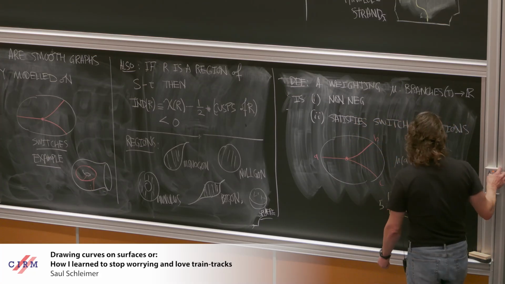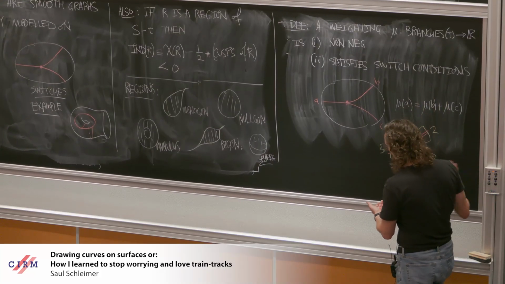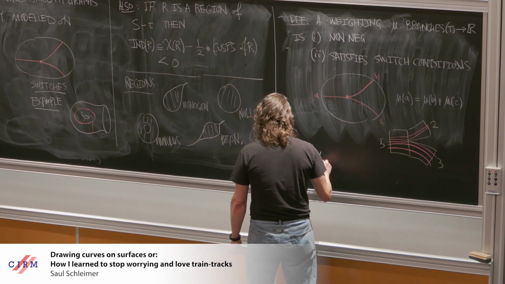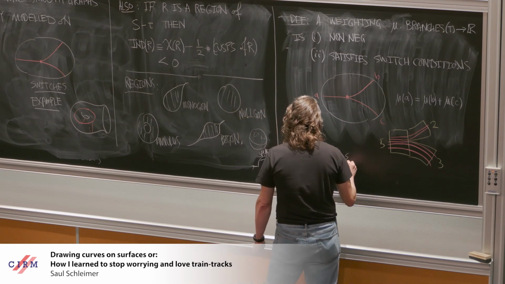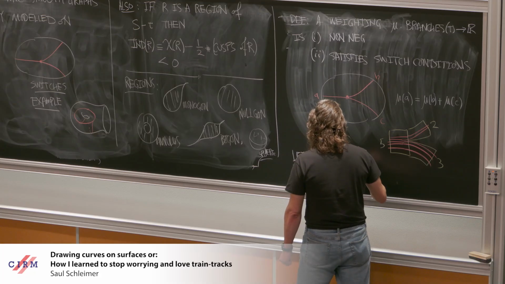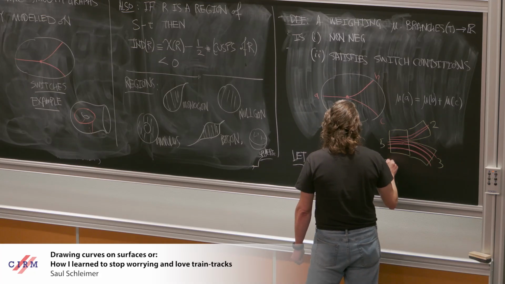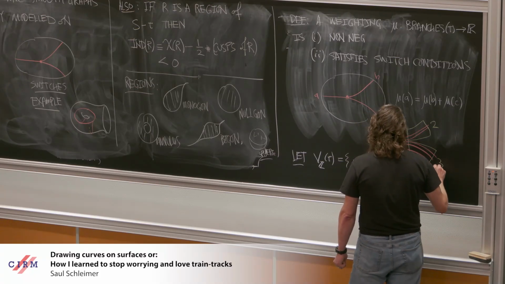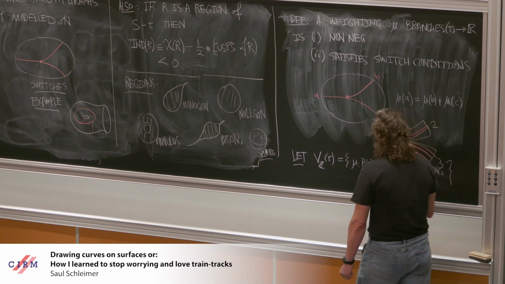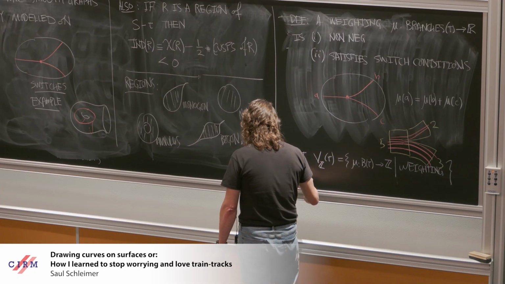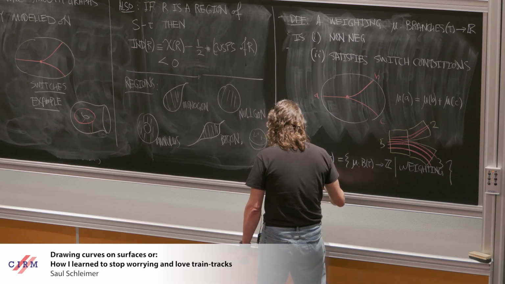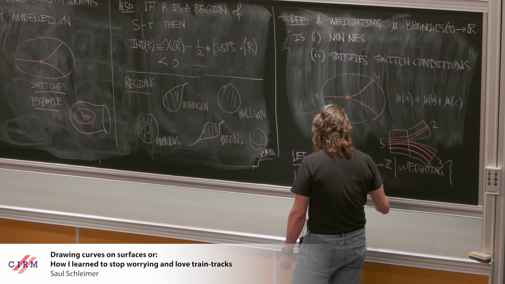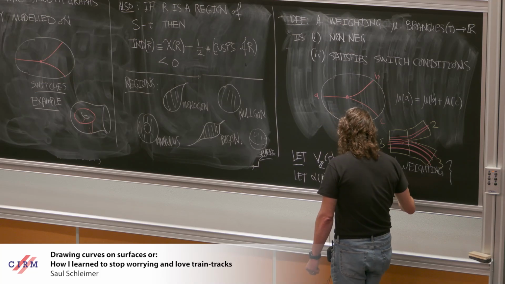A curve that's produced this way: let mu be a weighting from the branches of tau to Z. Let alpha mu be the resulting multicurve.